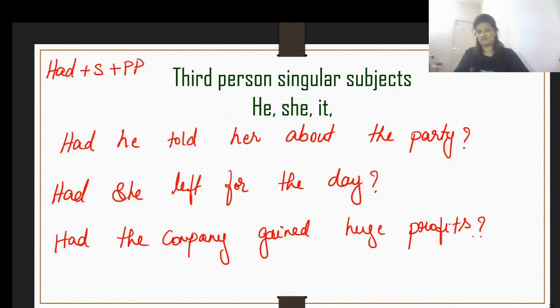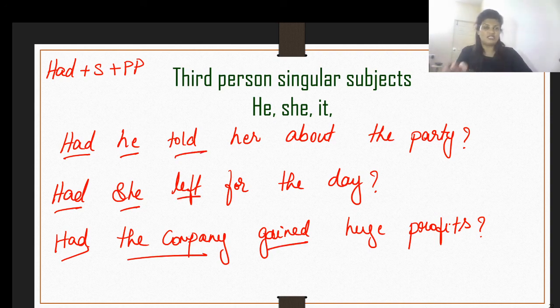Huge profits, question mark. Had the company gained huge profits? Now you can see the sentence structure is pretty much the same, and this is how we frame questions with different types of subjects. He, she, it doesn't take plus S because this is past perfect. In past perfect, he, she, it, which is a third person singular subject, does not require a plus S verb. It only requires plus S in present tenses.